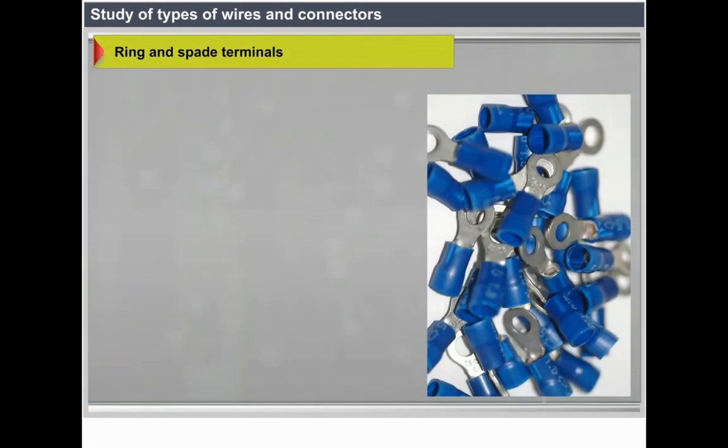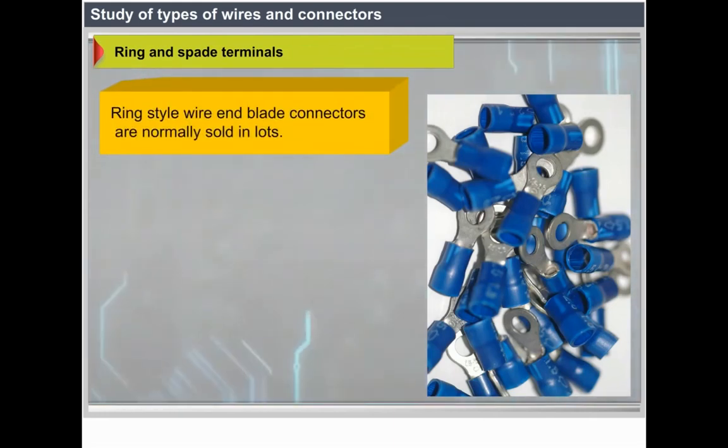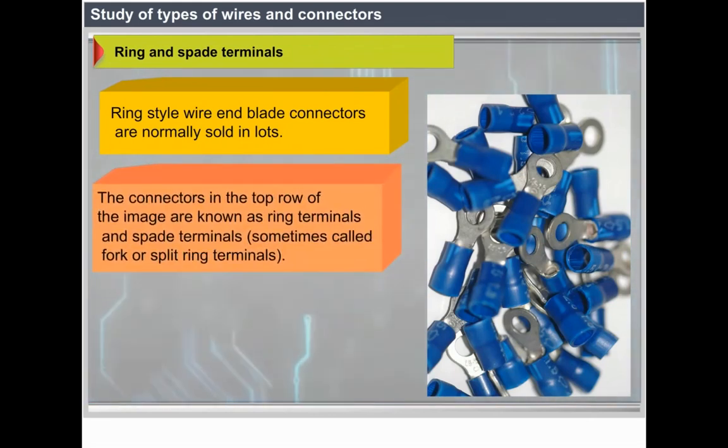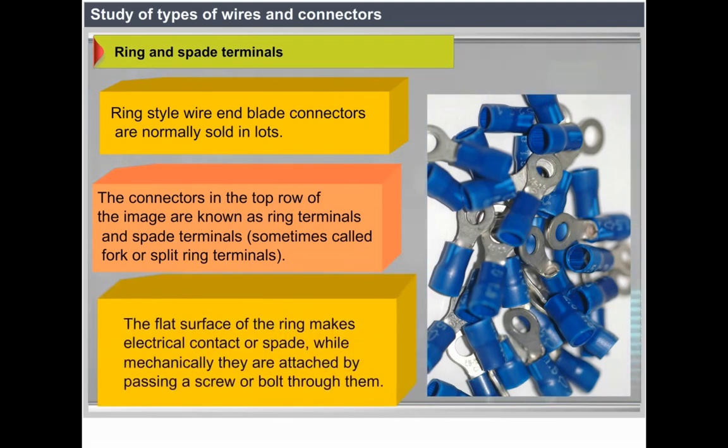Ring and spade terminals. Ring-style wire and blade connectors are normally sold in lots. The connectors in the top row of the image are known as ring terminals and spade terminals, sometimes called fork or split ring terminals. Electrical contact is made by the flat surface of the ring or spade, while mechanically they are attached by passing a screw or bolt through them.